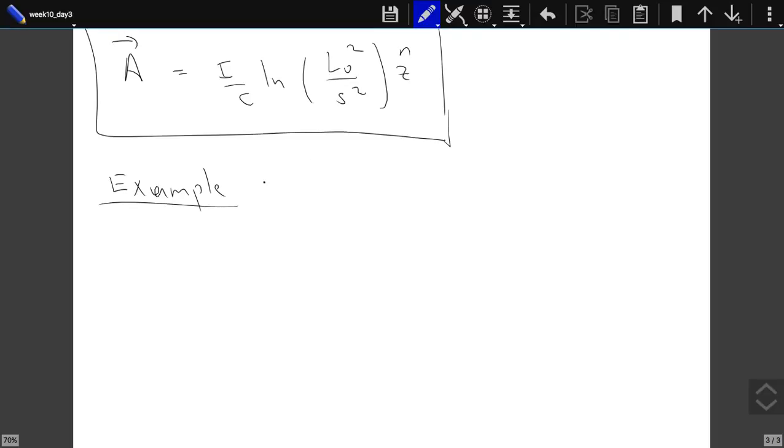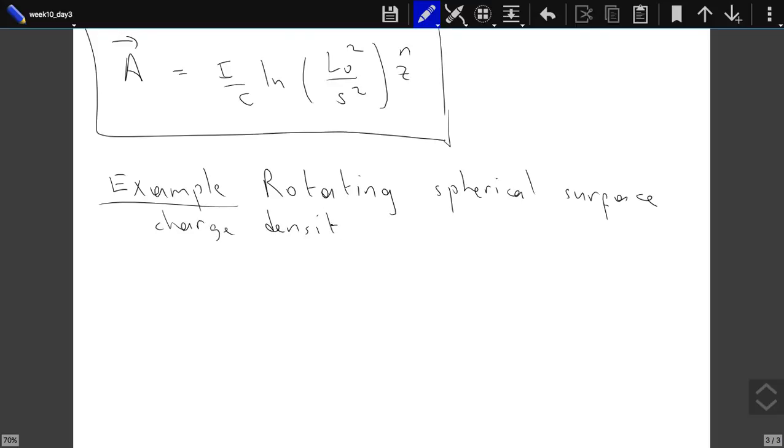Now, as a second example, let's look at the rotating spherical surface charge density. So what we will assume is that we have this sphere of radius r. It has the surface charge density sigma, and it is rotating around this axis with an angular velocity omega.